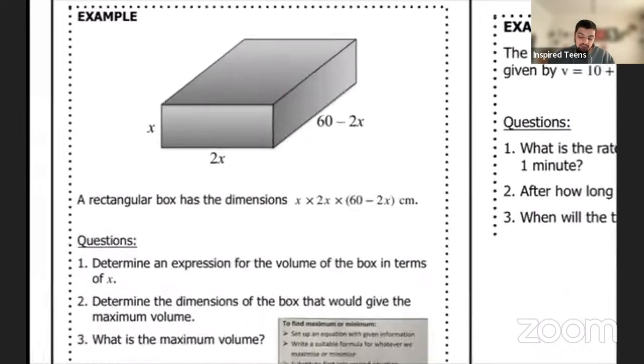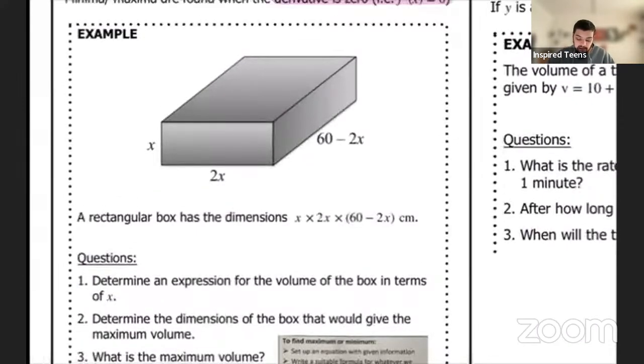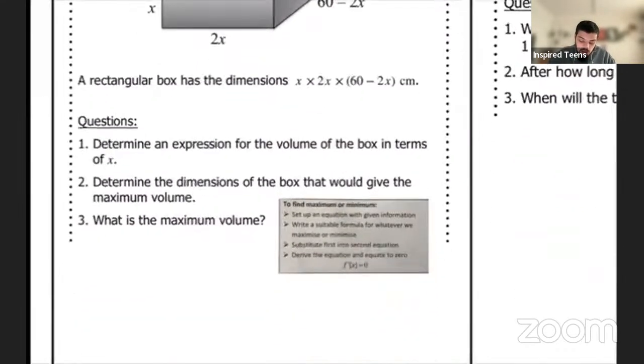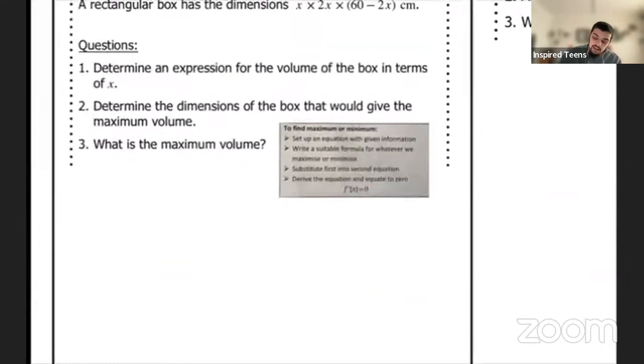Okay, so let's have a look at this example. It says that a rectangular box has dimensions x, 2x, and 60 minus 2x centimeters. Questions: determine an expression for the volume of the box in terms of x. Determine the dimensions of the box that would give maximum volume. What is the maximum volume?